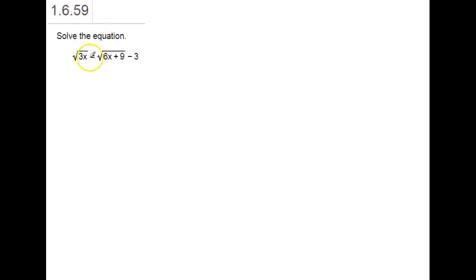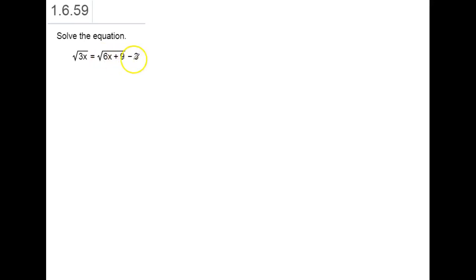I'm going to be talking through how to solve an equation like this. We have square roots, and to undo those so that we can solve for x, we want to square both sides of the equation.